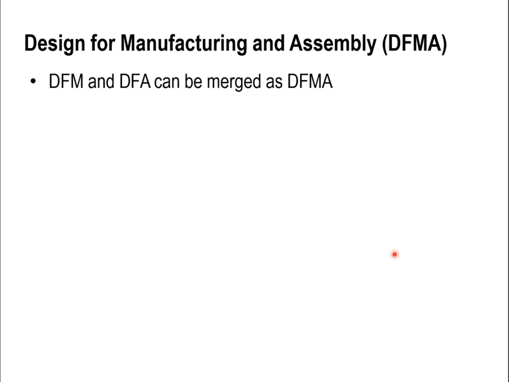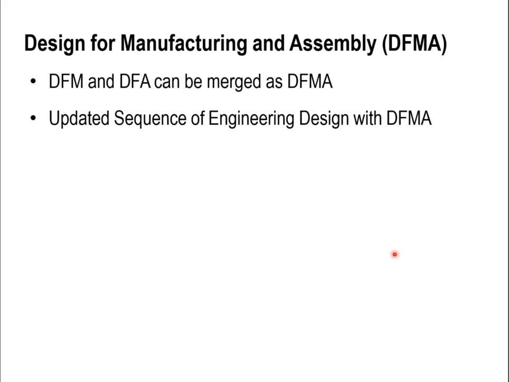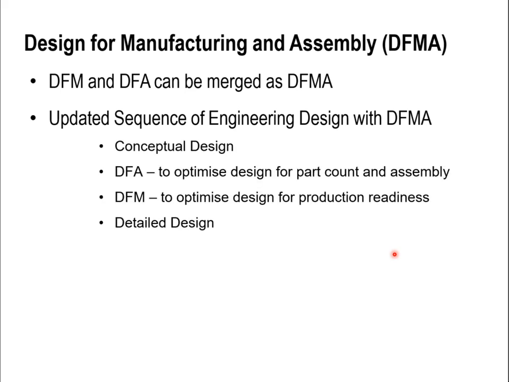So the design for manufacturing and design for assembly can be joined together. They can be merged as DFMA. Let's update the sequence of the engineering design with the DFMA, like the conceptual design, the DFA to optimize the design for the part count and the assembly, while DFM is to optimize the design for the production readiness. Then the detailed design. So the last two parts are going to be the DFMA.